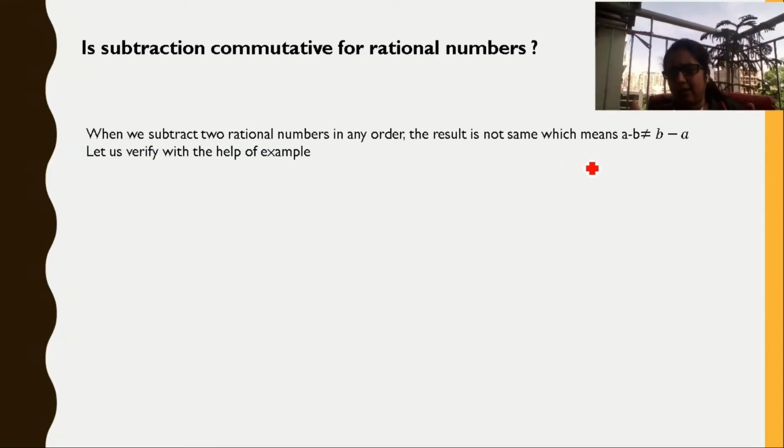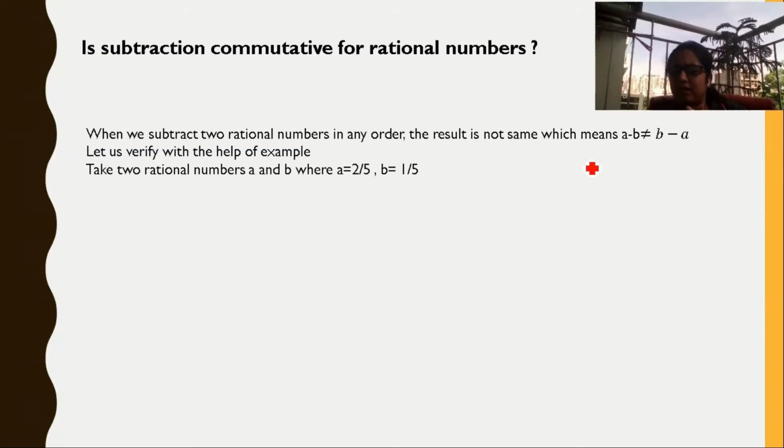Let's clarify with the help of an example. We will take two rational numbers a and b, and we will subtract a minus b on the left hand side. Then we will do the right hand side in the same way, b minus a. If we get the same result, then we will say that subtraction is commutative for rational numbers. And if we do not get the same result, we will not say that subtraction is commutative for rational numbers.